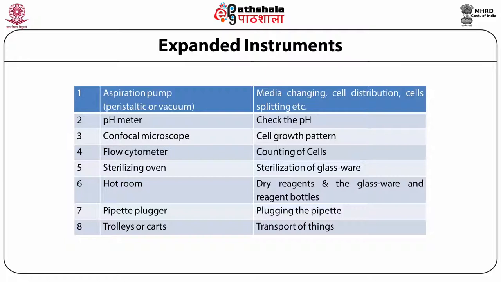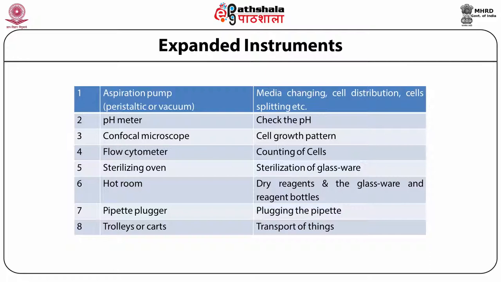pH meter, because pH is one of the basic factors which are responsible for maintaining the growth of the cells. So exact pH can be measured with the help of a pH meter. Confocal microscopy is utilized to check the pattern of growth of the cells. Flow cytometry can be utilized for counting of the cells. Sterilizing oven can be used to sterilize the glassware.